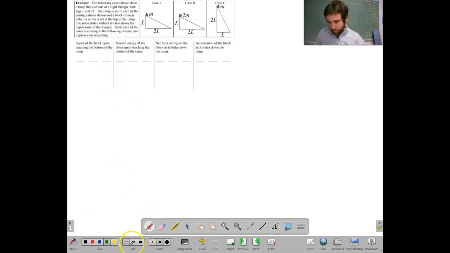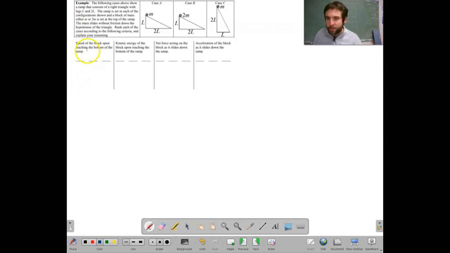Continuing on, let's get some kind of colors here. We have the following cases: a ramp that consists of a right triangle with legs 2L and L. The ramp is set in each of the configurations with a block of mass either M or 2M. Set at the top of the ramp, the mass slides without friction down the hypotenuse of the triangle. Okay. Rank each of the cases following the criteria.